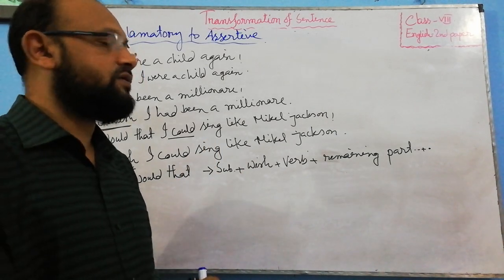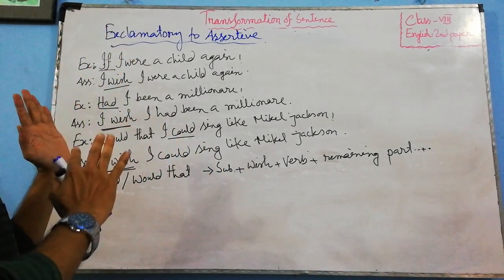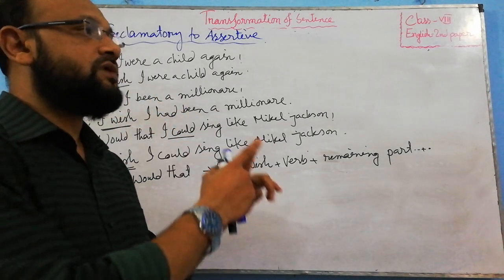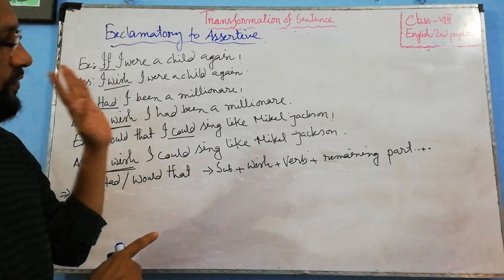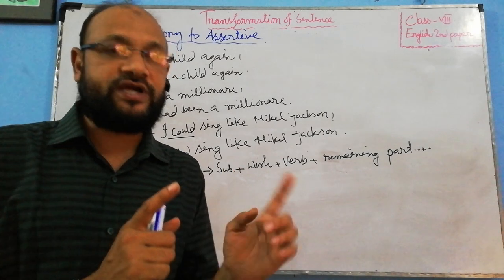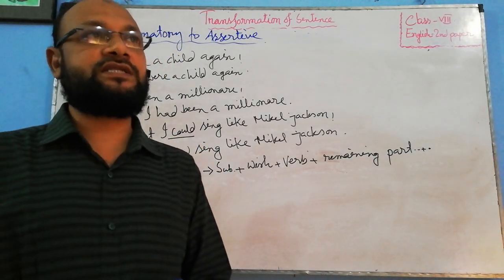So dear students, we have learned how to transform an assertive sentence to exclamatory one and an exclamatory to assertive one, and with each rules we have set an example. I think if you try this at home, you will learn it easily, and you can practice it by yourself at home.